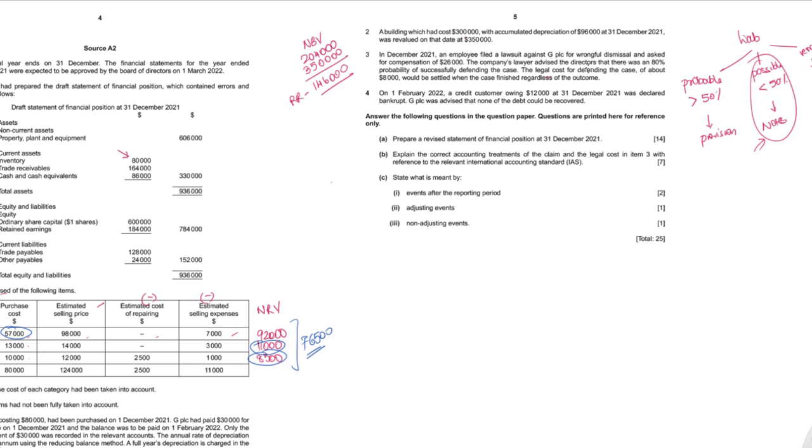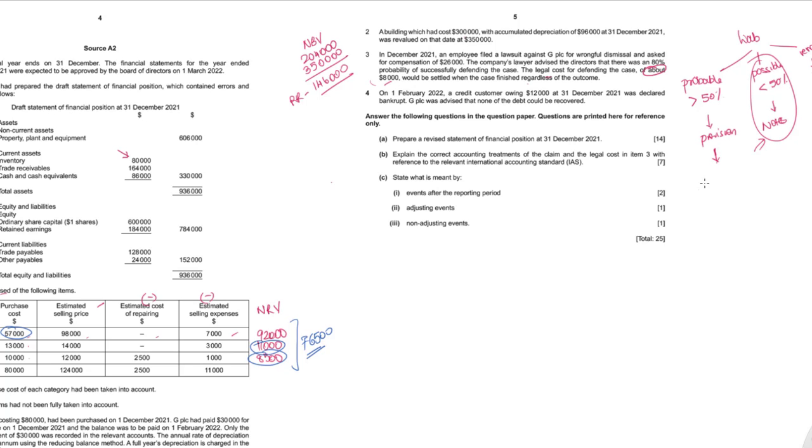The legal cost for defending the case was 8,000, which has to be paid regardless of the outcome. So this 8,000, we know that the payment is probable, more than 50% chance. We almost certainly know that we have to pay. It's just that the exact timing and the exact amount is uncertain because here they tell you about 8,000.